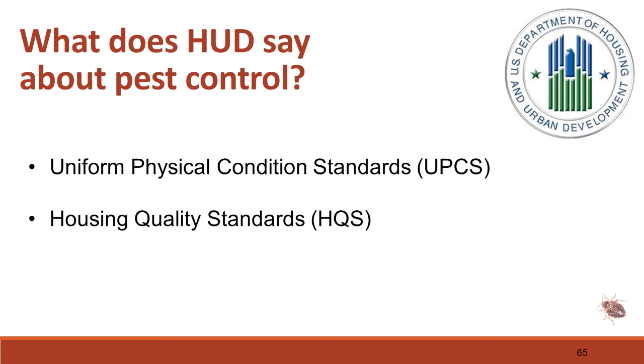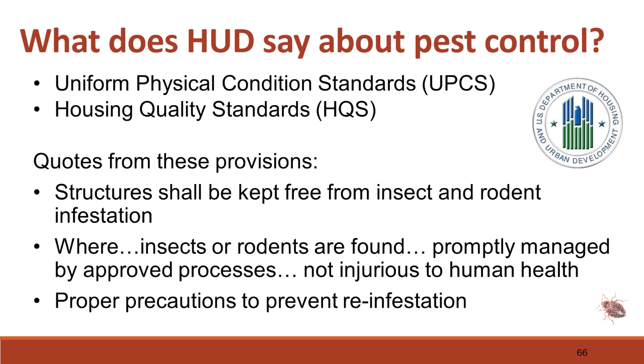There are also some key provisions of HUD's Uniform Physical Condition Standards, UPCS, and Housing Quality Standards, HQS, that relate to pests. Some quotes from these provisions include: structures shall be kept free from insect and rodent infestation. Where insects or rodents are found, they must be promptly managed by approved processes which are not injurious to human health. Proper precautions must be taken to prevent reinfestation.